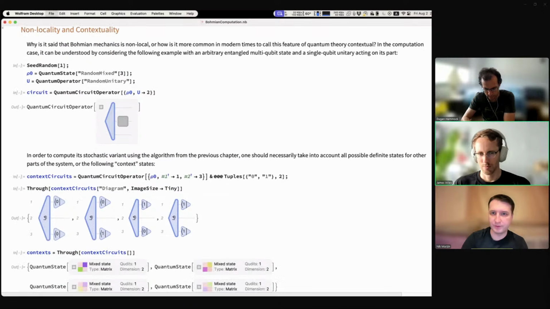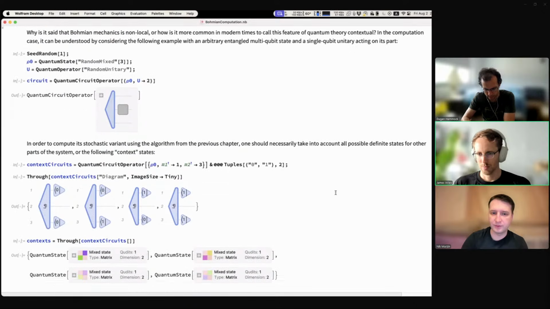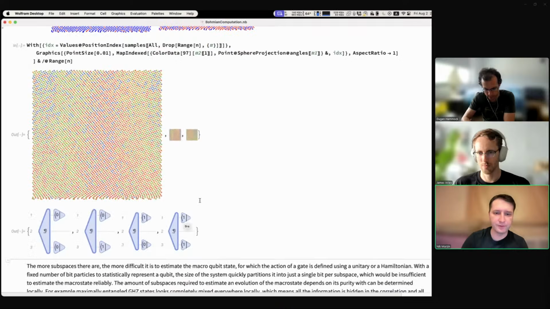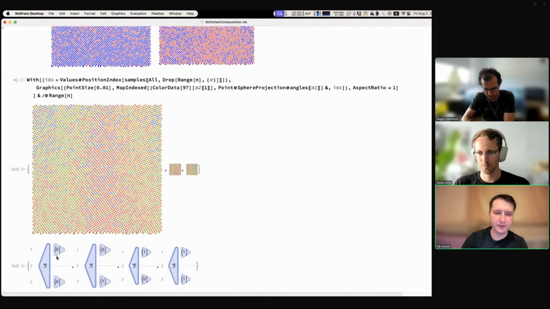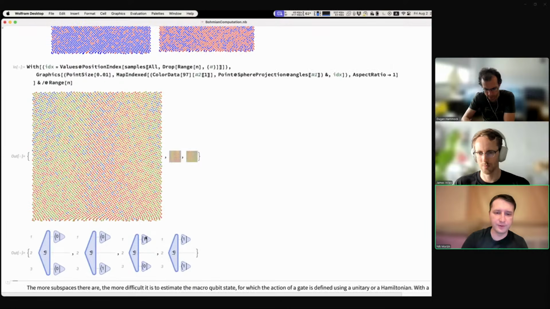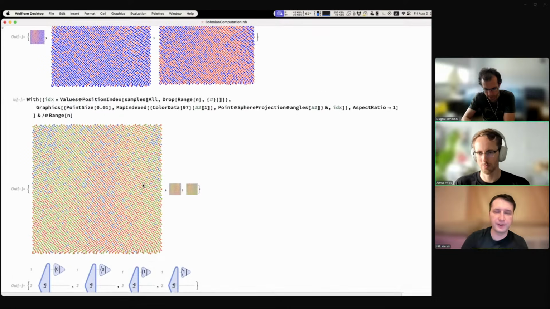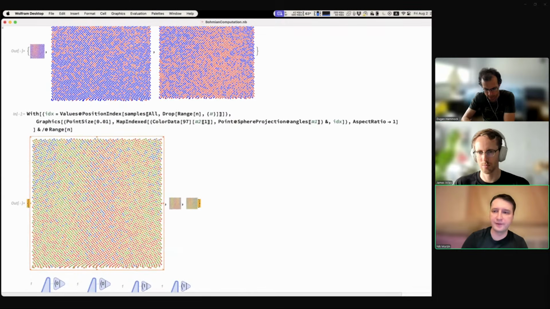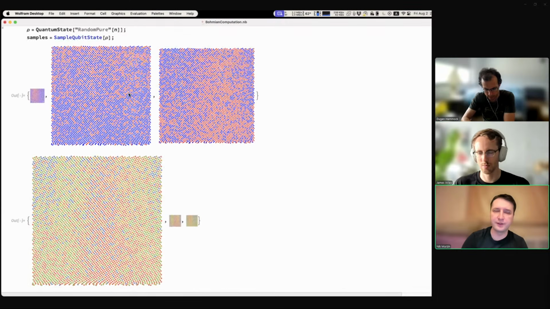So let me copy this to here. So this is like 4 different values, and that's why there are 4 different colors, because there are 4 different contexts that this qubit lives in, because there are 2 different other qubits, right?